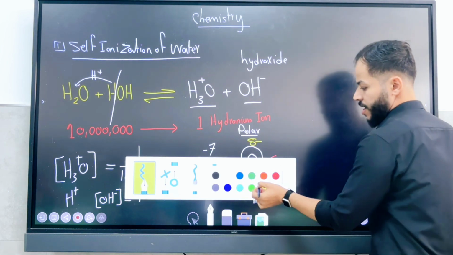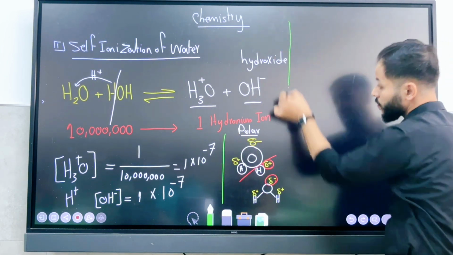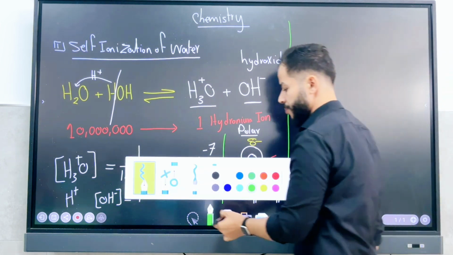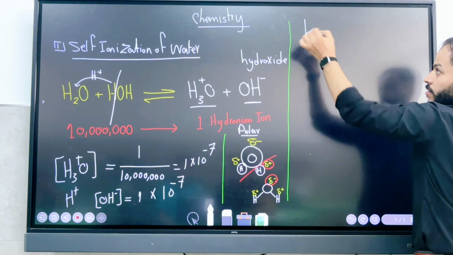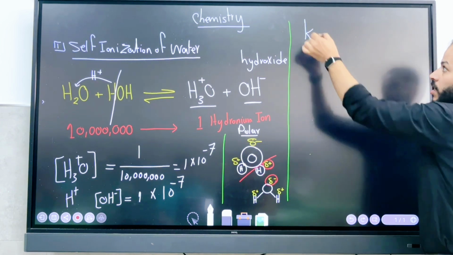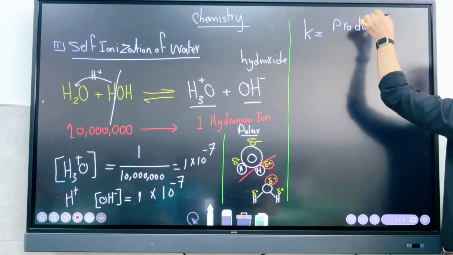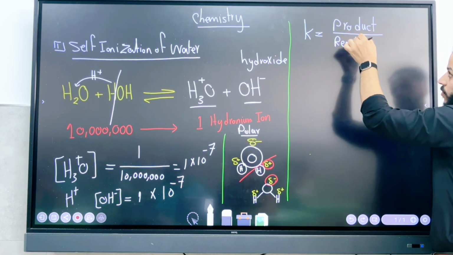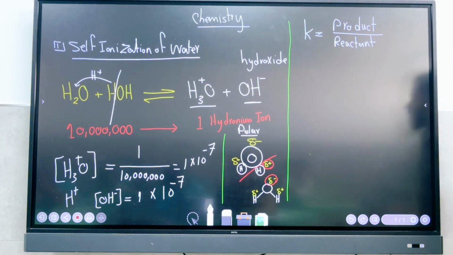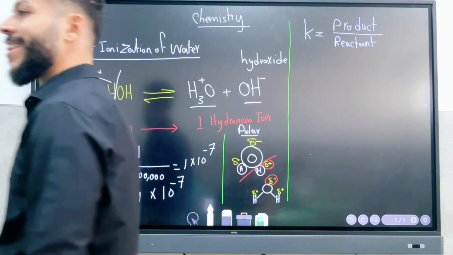This is background knowledge, guys. If you remember when we studied equilibrium in the previous year, we said that any equilibrium constant K is equal to product over what? Reactant, okay? But we don't write the concentration of the solid substances and the liquid water.